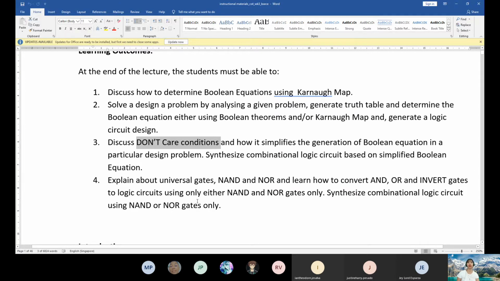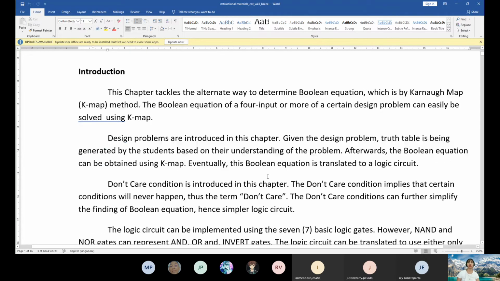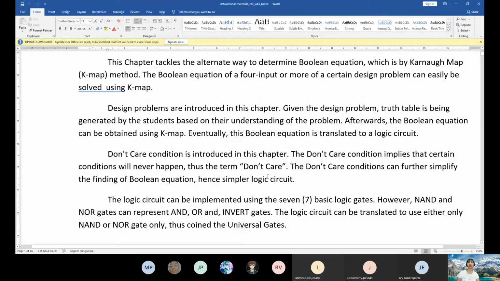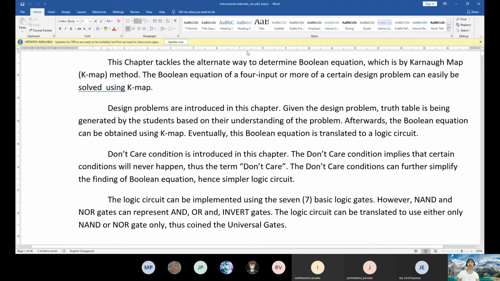Okay, and then we have the universal gates. Why is it that NAND and NOR gates are called universal gates? Okay, so let's start. So introduction. The Karnaugh map or K-map is an alternate way to determine Boolean equations. So this is a graphical method.